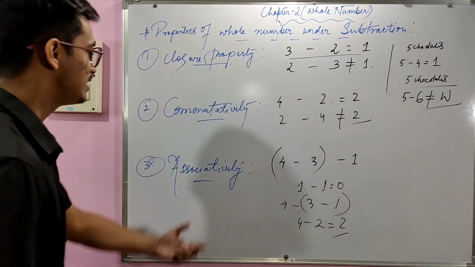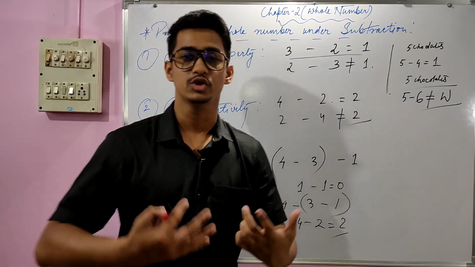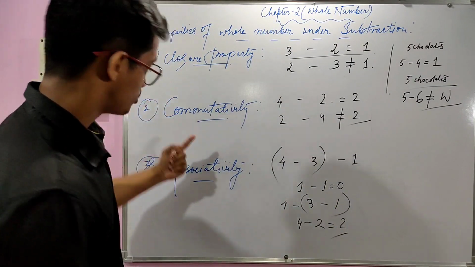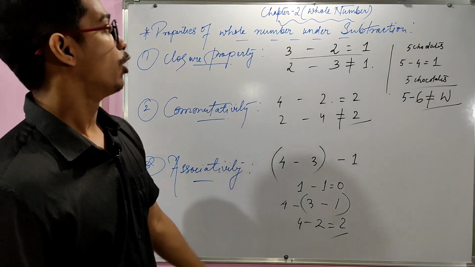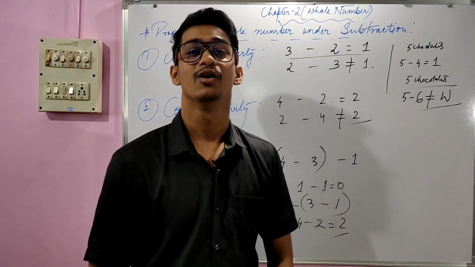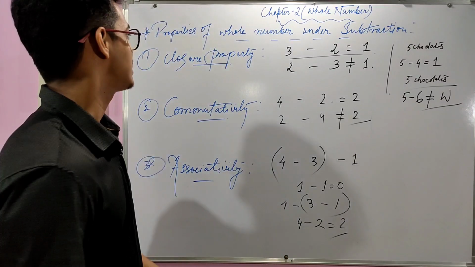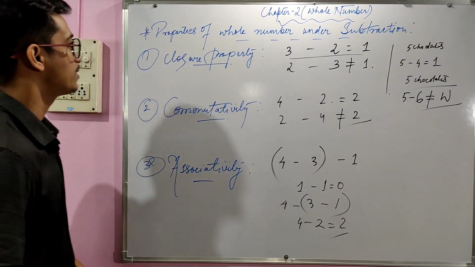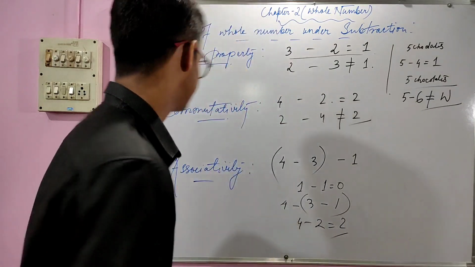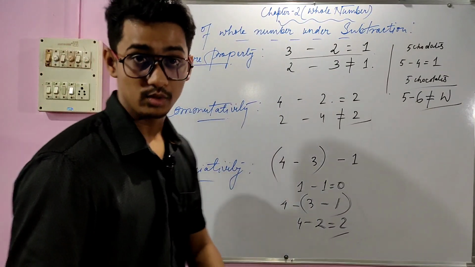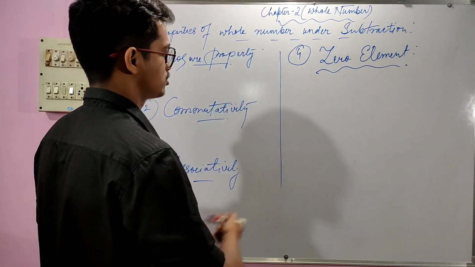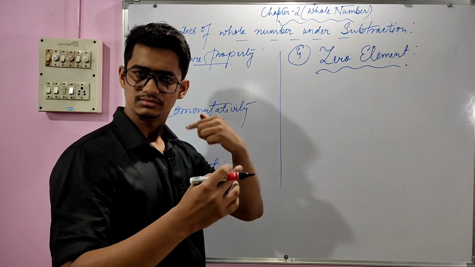So in all three cases, closure property, commutativity, and associativity, subtraction does not hold its own property. That is the part of properties of whole numbers under subtraction. Only one property remains, that is the zero element. Let me tell you that one also. Zero element is nothing but we have to do like in addition.